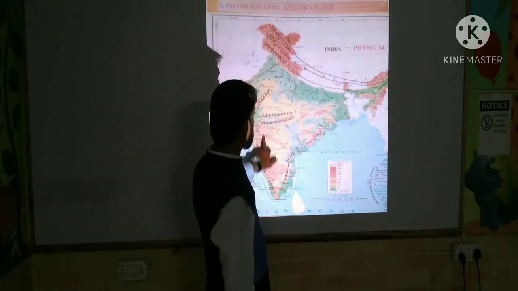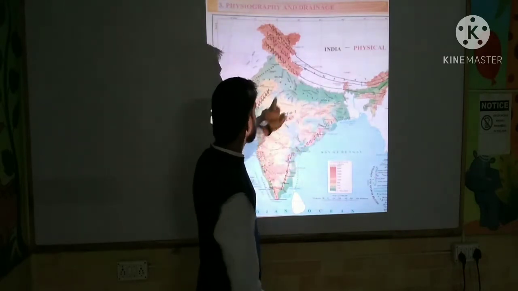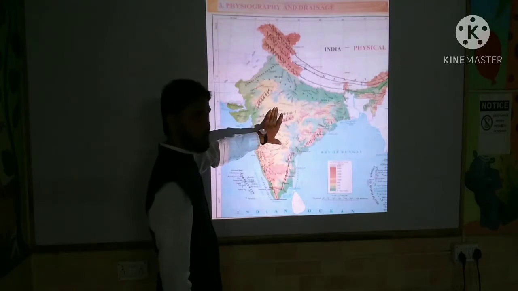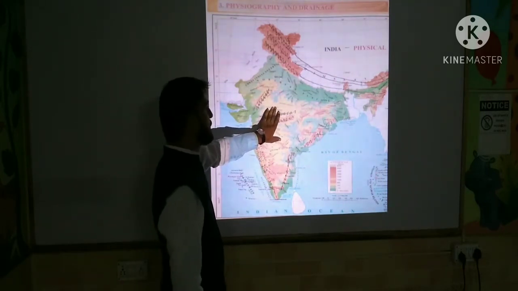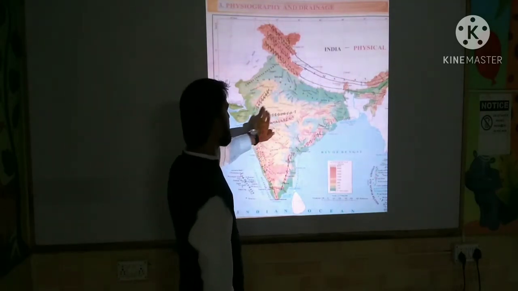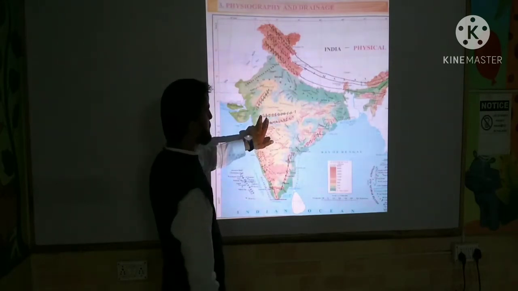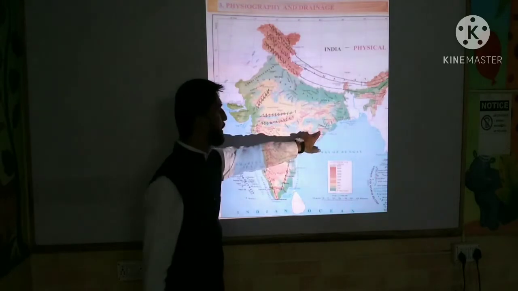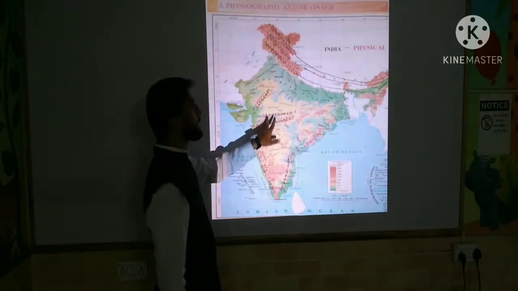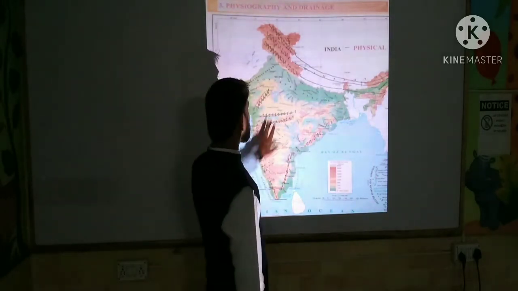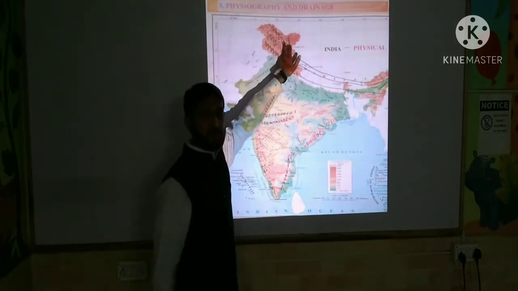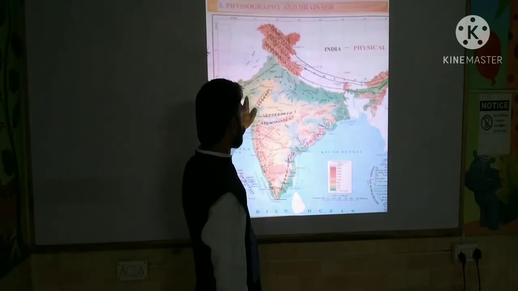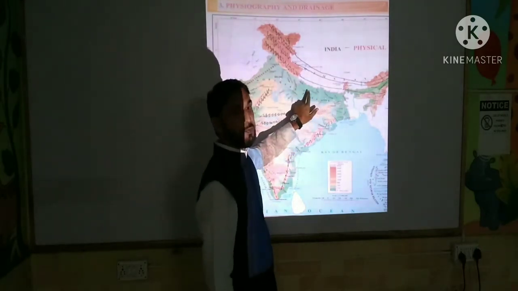The middle part is the plateau region, which has some height of its own. Here also population settlement and human settlement took place. After that, if we see the Aravalli Mountains, Vindhya Range, Satpura Range, Western Ghats and Eastern Ghats, these mountainous regions located in the country have less population. But the northern plain is the most populated region.